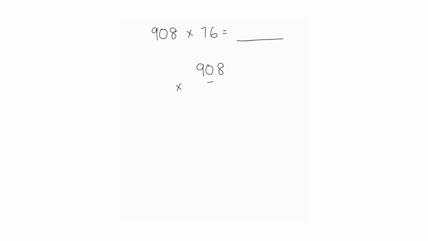908 times 76. 8 times 6 is 48. 0 times 6 is 0, plus 4 is 4. 9 times 6 is 54. 8 times 7 is 56. 0 times 7 is 0, plus 5 is 5. 9 times 7 is 63.